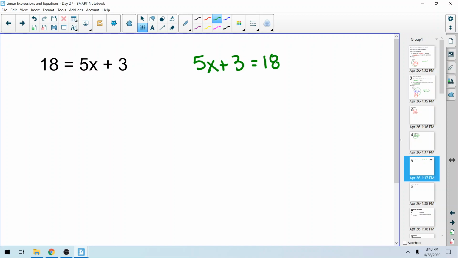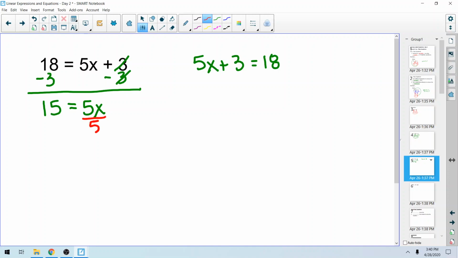But this one looks like a two-step equation, so the first thing is you have to deal with addition or subtraction. We have a plus 3, the opposite of plus is minus. So these two are going to cancel. Your 5x is going to drop down. Your equals is going to drop down. 18 minus 3, 15. Now you can get rid of your 5 in front of the x. Divide both sides by 5. 3 equals x.